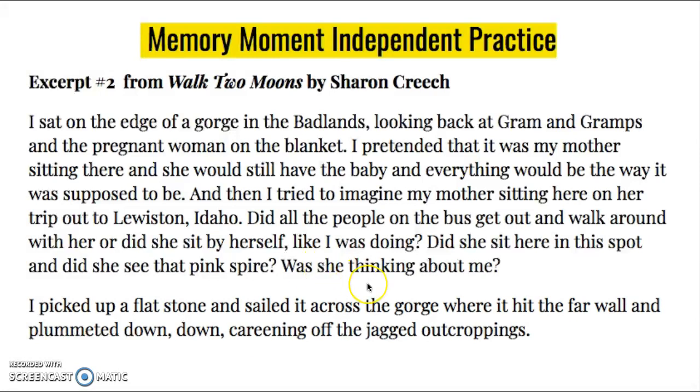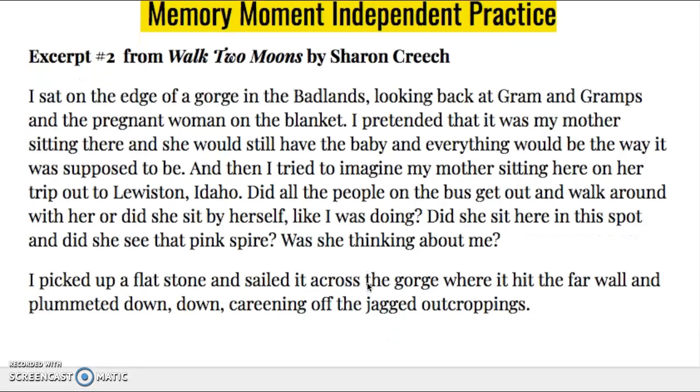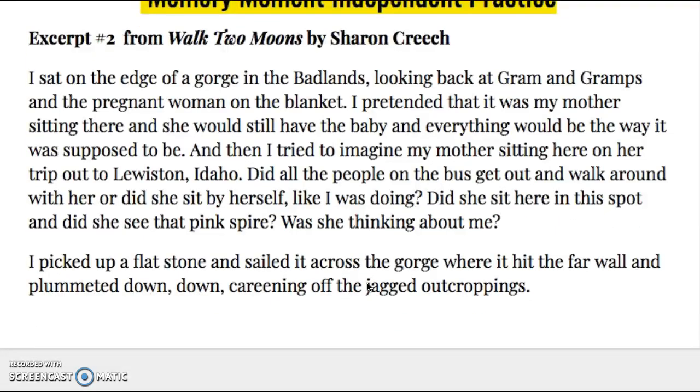I sat on the edge of a gorge in the Badlands, looking back at Gram and Gramps and the pregnant woman on the blanket. I pretended that it was my mother sitting there, and she would still have the baby, and everything would be the way it was supposed to be. And then I tried to imagine my mother sitting here on her trip out to Lewiston, Idaho. Did all the people on the bus get out and walk around with her, or did she sit by herself like I was doing? Did she sit here in this spot, and did she see that pink spire? Was she thinking about me?